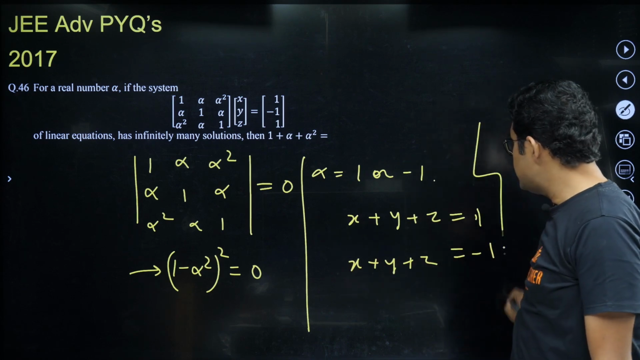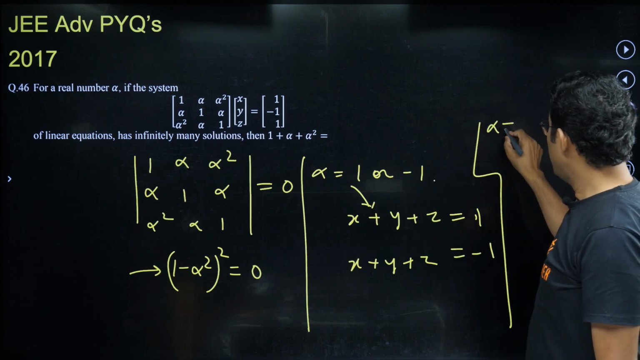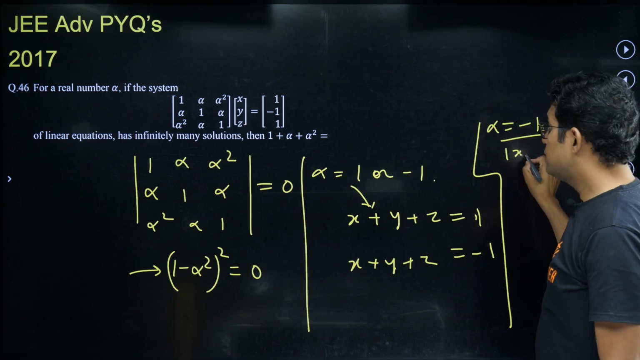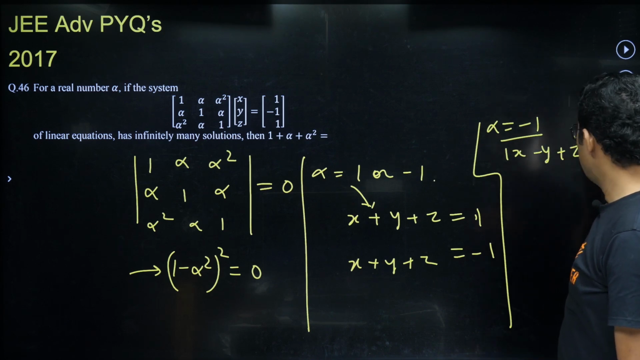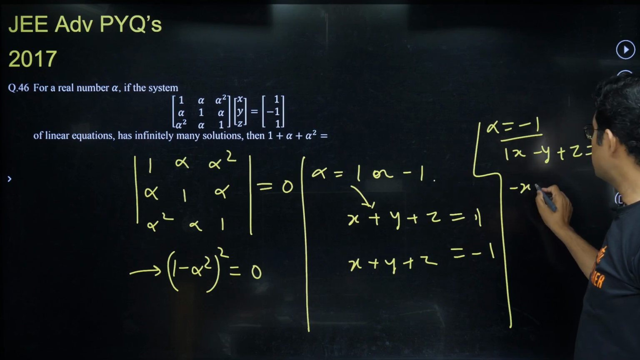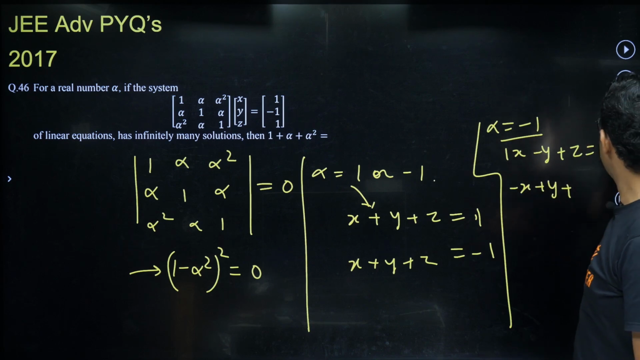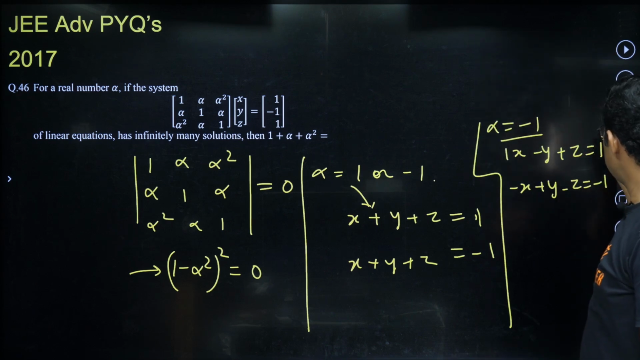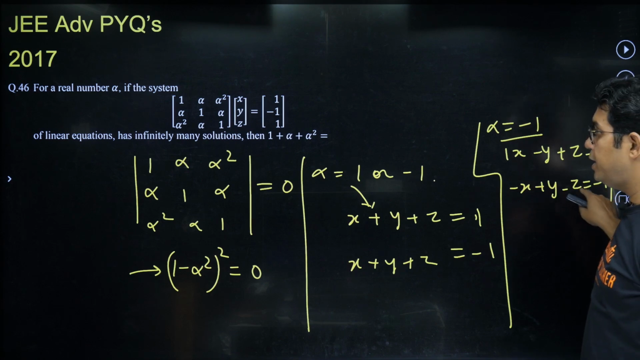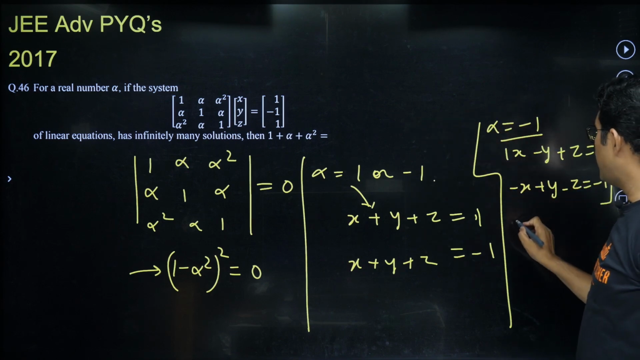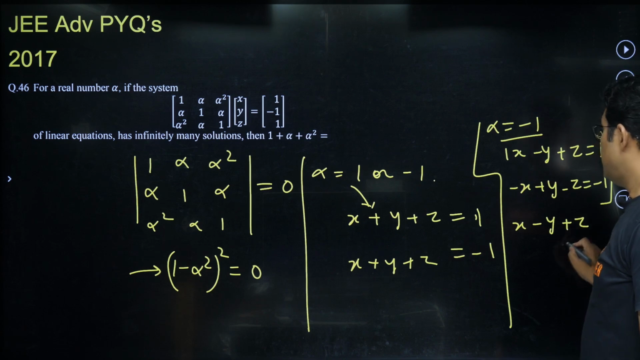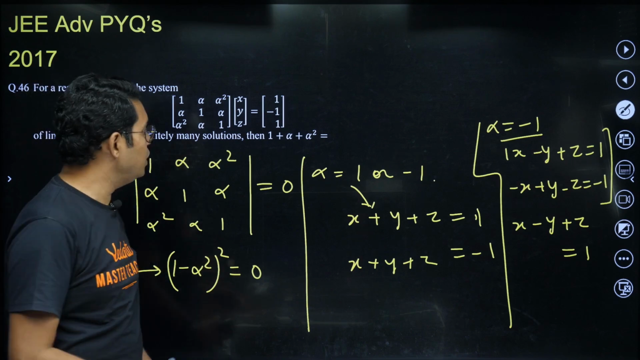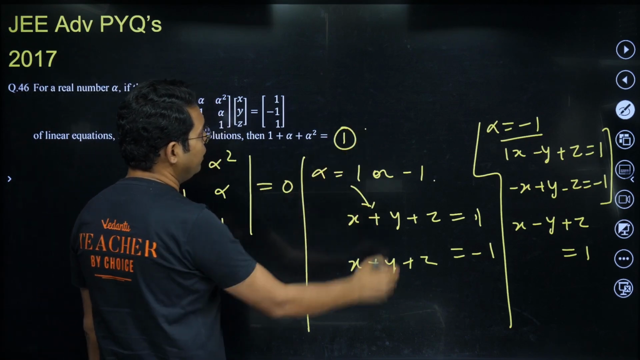Okay. But if you take alpha equal to minus 1, then your planes would be x minus y plus z is equal to 1, first one. The second one would be minus x plus y minus z, and that is equal to minus 1. You can see these two are the same thing, only minus 1 is multiplied here. And for the third one, if you put alpha is equal to minus 1, it will be x minus y plus z is equal to 1. So all three are the same plane, hence it has infinitely many solutions. So for alpha is equal to minus 1, your answer should be equal to 1.